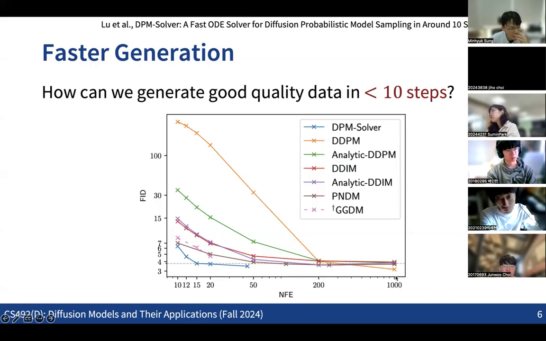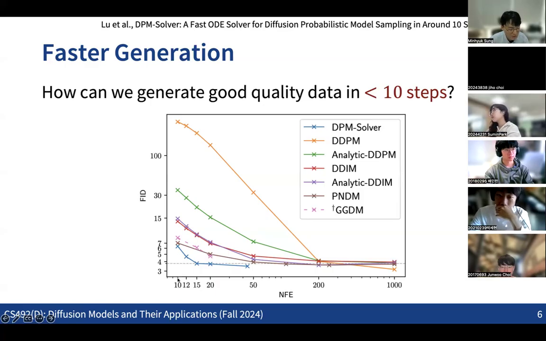But if we have limited computation time or burden, then we might want to reduce the number of evaluations to 200 or 50. For those cases, we can see that DDPM is not working that well, while DDIM is giving better performance. But here the question is: with only 20 or 15 or 10 function evaluations, can you still get good quality outputs, even with pre-trained diffusion models? That's the topic that we are going to discuss today.